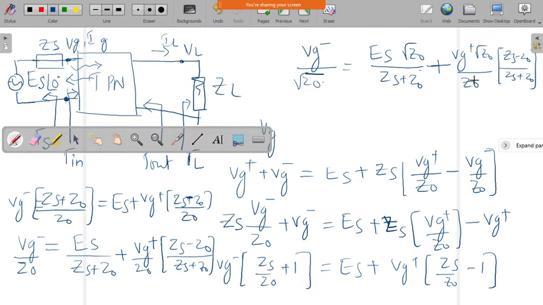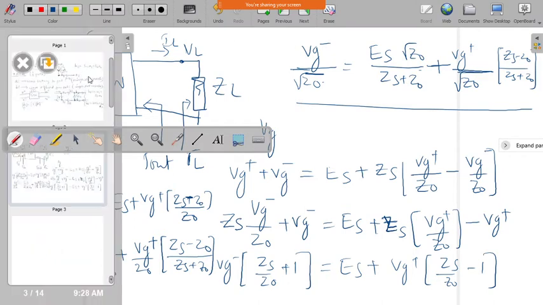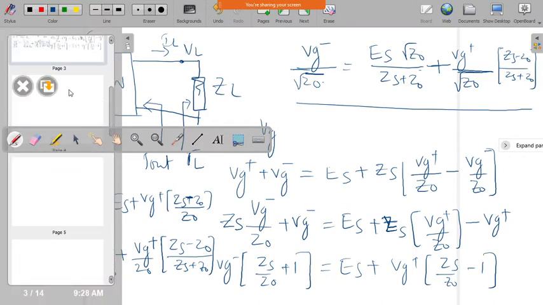Now we can see here that Z0 and root Z0, one term will get cancelled, so I can write this one as Vg plus root Z0. Now this is the expression for the reflected voltage at the generator side. Now you can see that we can do this reduction in terms of the signal flow graph. How can we do that reduction? Let us write only the generator end.